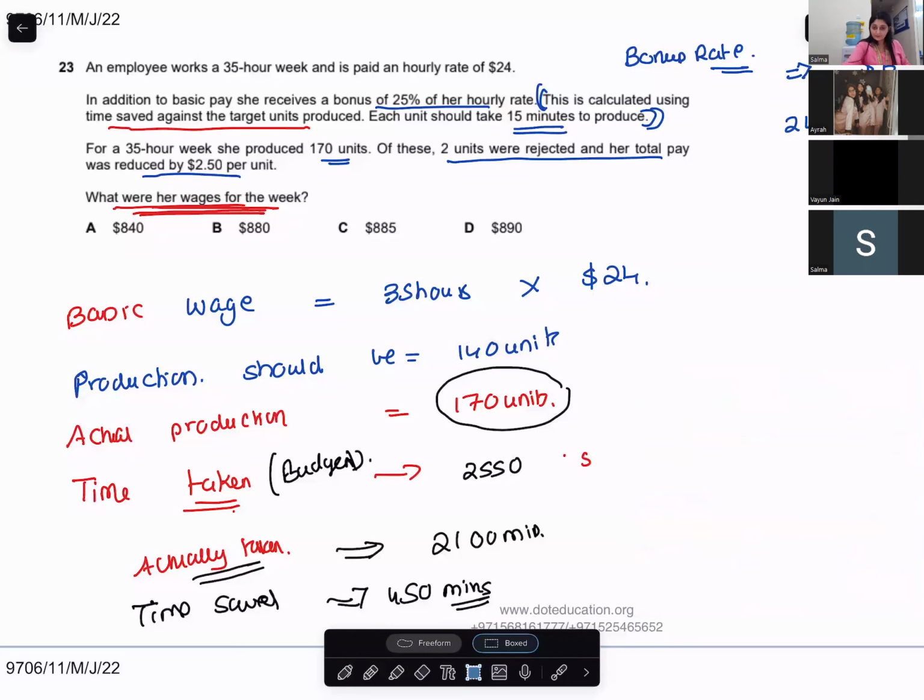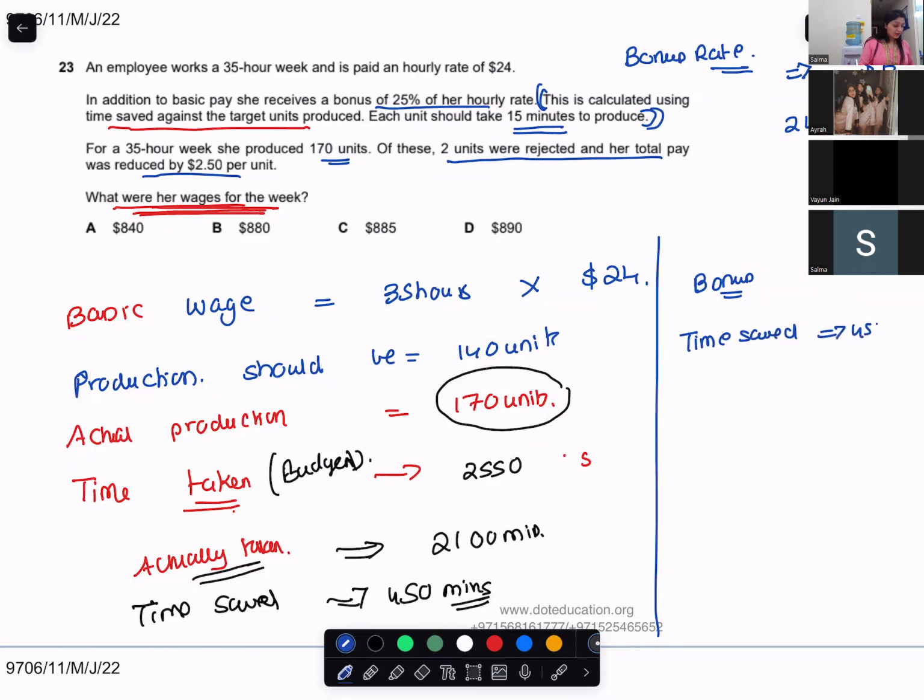Now what will you do? Miss, it also mentions that bonus is calculated using time saved against the target units. So what is your time saved? 450 minutes. Or how many hours? 7.5 hours. So for 7.5 hours, she's going to get a bonus of $6 per hour. 7.5 into 6 is 45. Okay, this is her bonus.